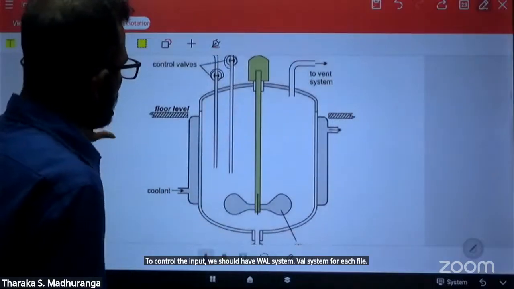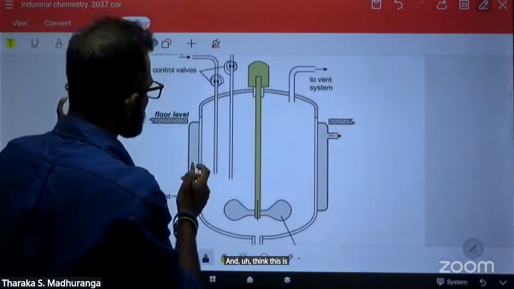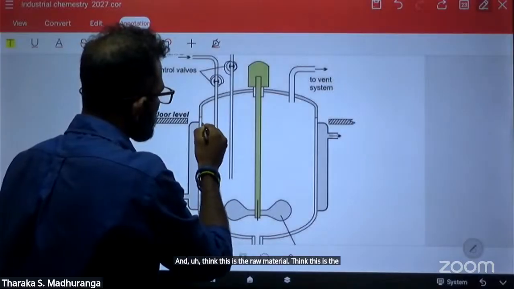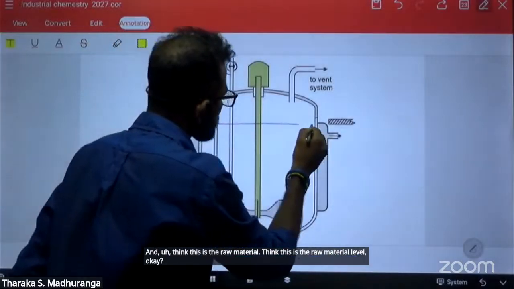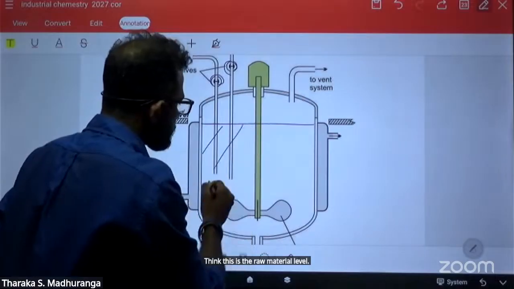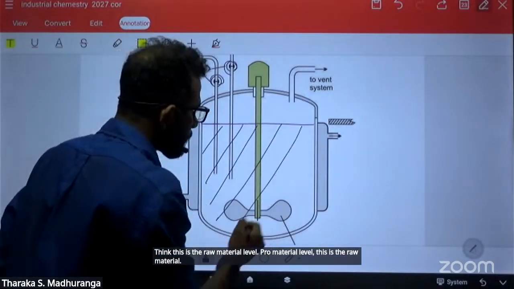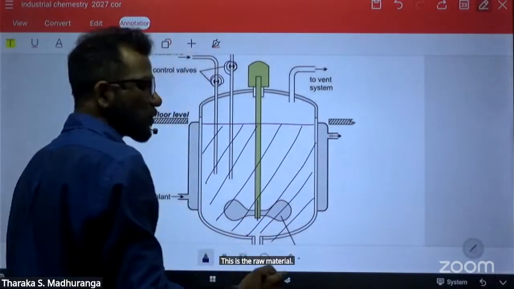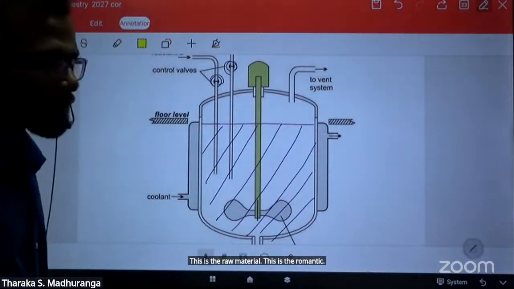And think of this as the raw material level. This is the raw material.